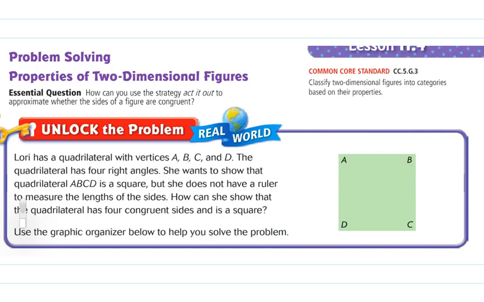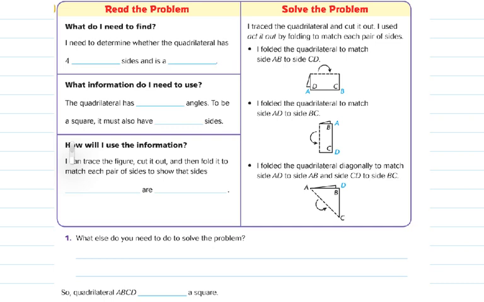So what we're going to do is we read the problem and we need to know, what do I need to find? I need to determine whether the quadrilateral has 4 congruent sides and is a square. Next, what information do I need to use? The quadrilateral has 4 right angles. To be a square, it must also have 4 congruent sides.